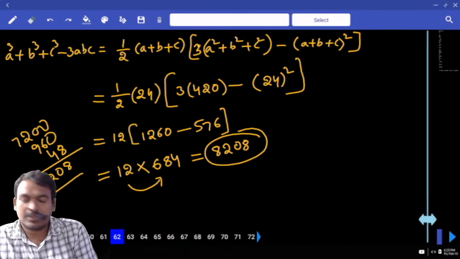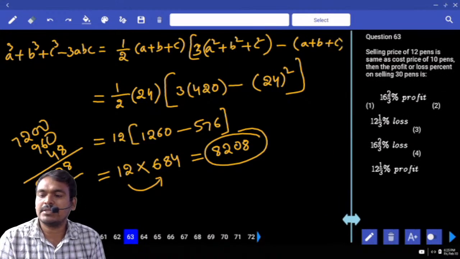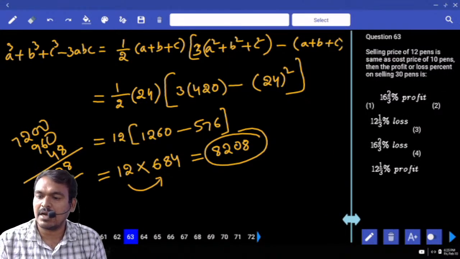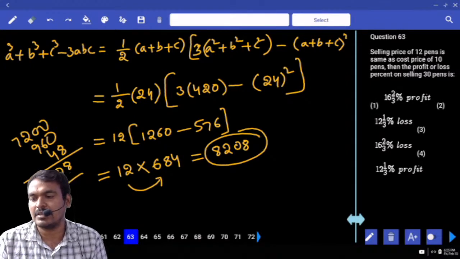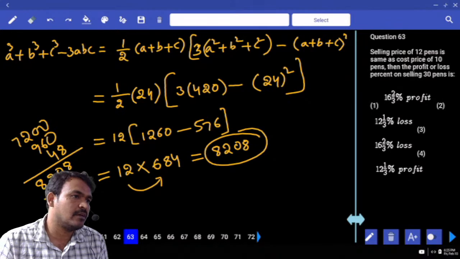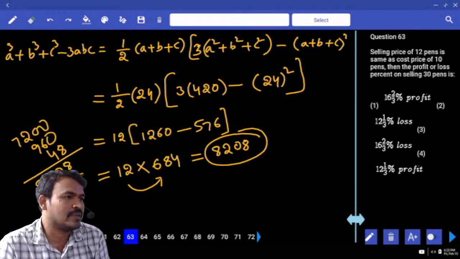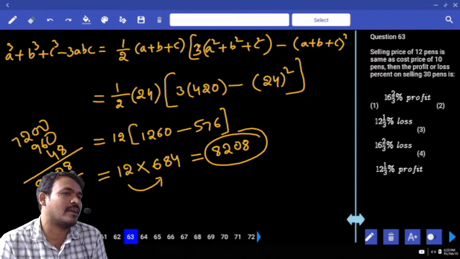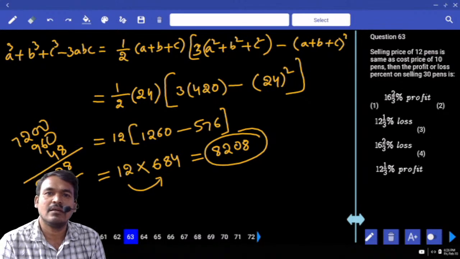Next question number 63. Selling price of 12 pens is the same as cost price of 10 pens. Then the profit or loss percent on selling 30 pens? Suppose if selling 1 pen we are getting 20% loss, means if you are selling 30 pens also we are getting same loss or different loss? Same loss or not? Yes or no?